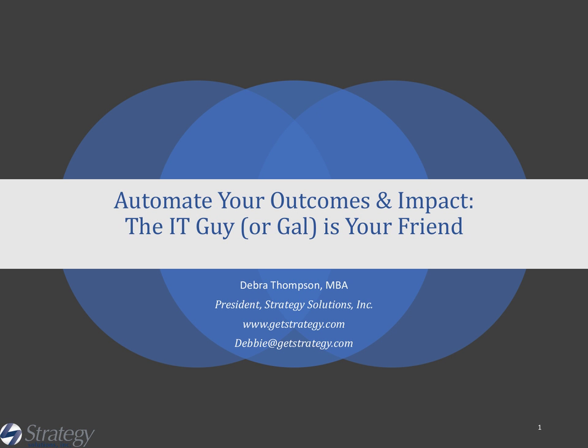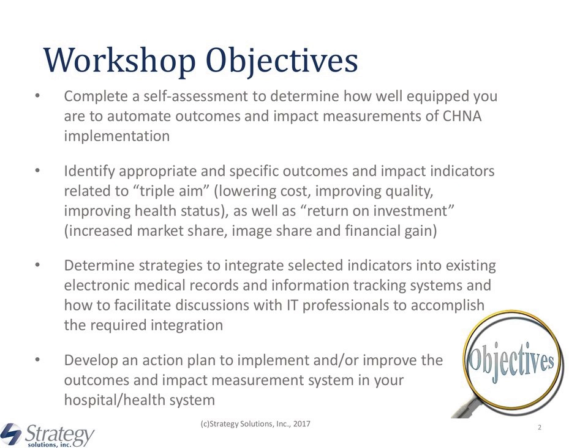And I'm Debbie Thompson, the president of Strategy Solutions, and I'm delighted to have the opportunity to be here with you today to talk about one of my favorite subjects, and that's really automating outcome and impact indicators. Today we're going to cover four basic things. We're going to talk about completing a self-assessment to see how well equipped you are to automate outcomes and impact measurements related to your community health needs assessment implementation strategies.